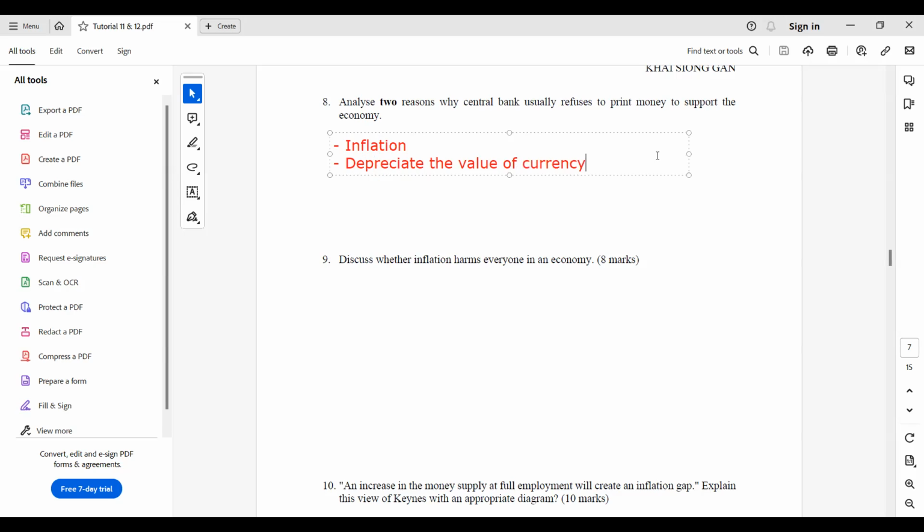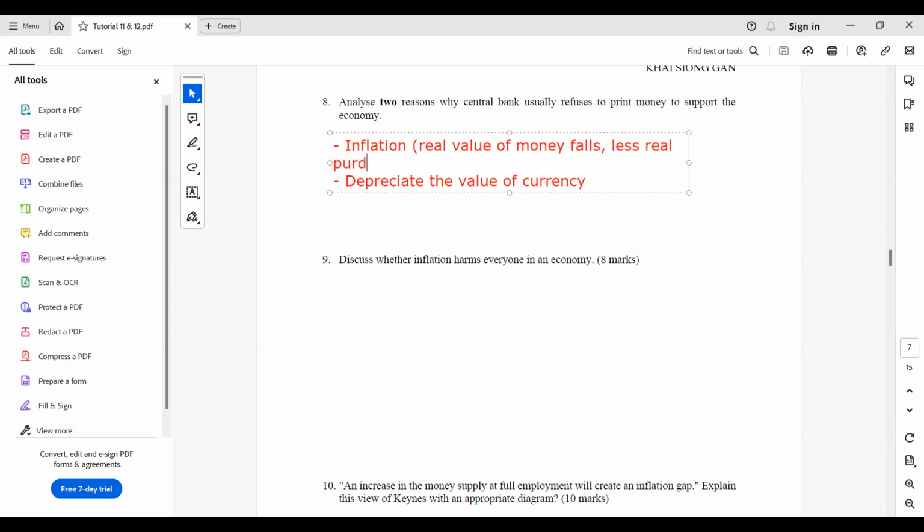Here, depreciate the value of currency is more of an exchange rate now. That means your currency is carrying less and less value in the international markets. But this is what you say about the real value of money, right? It's more of under inflation. So you can say that the real value of money falls. So therefore, less real purchasing power.